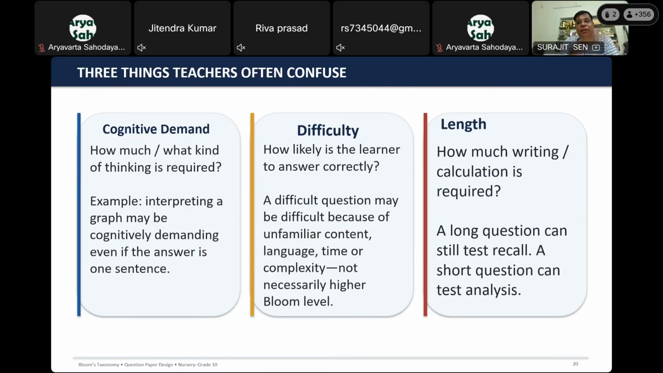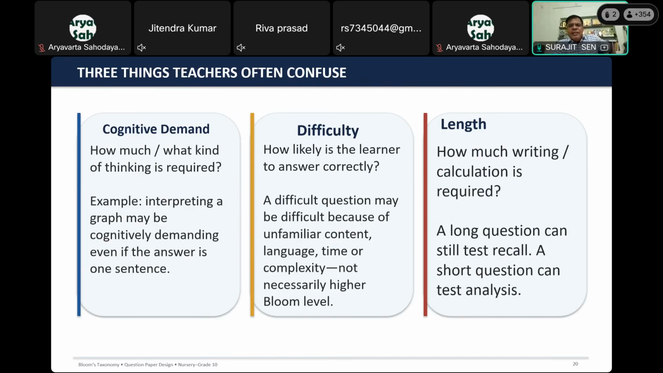Three things teachers often confuse. They often get confused about cognitive demand. They don't understand the cognitive demand of it, how much, what kind of thinking is required, and then problem arises. Example, interpreting a graph may be cognitively demanding, even if the answer is 1 sentence, and then also we give a lot of information. So that you have to understand.